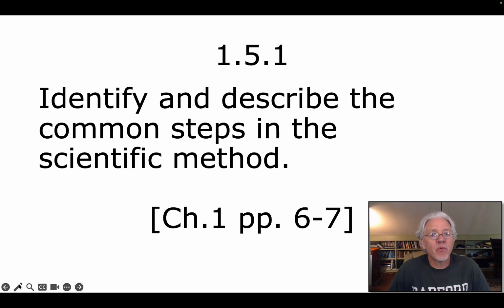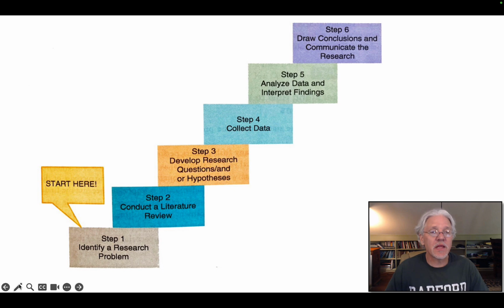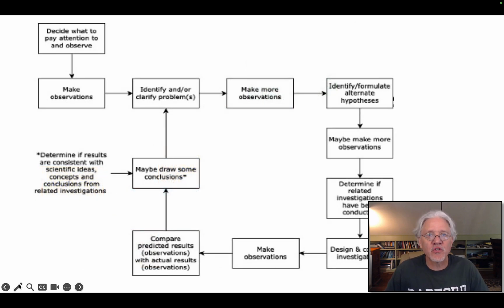Objective 1.5.1 is related to 1.5.2, and this has to do with you identifying and describing the common steps in the scientific method, which asks you to compare the scientific method model that I present in the notes with the one that's in the book. I put the page number on here in the course text that includes the scientific method as communicated in the book, but I have to tell you that's a very inadequate model of the scientific method. And the one that I provide is much more robust and much more realistic.